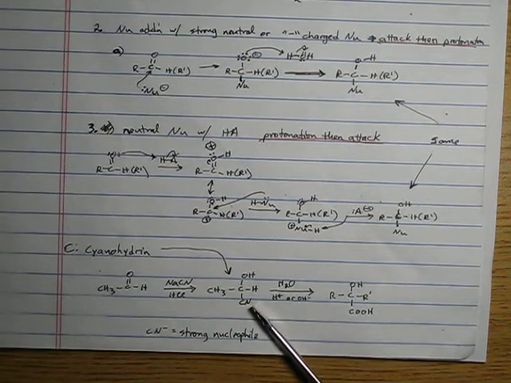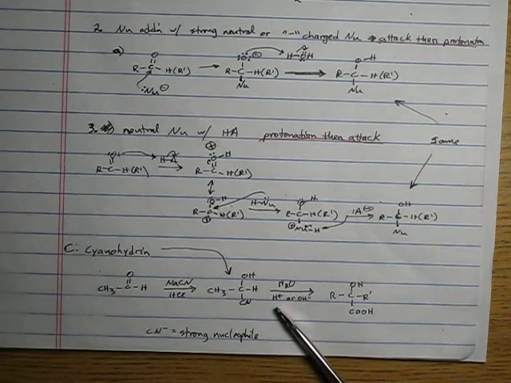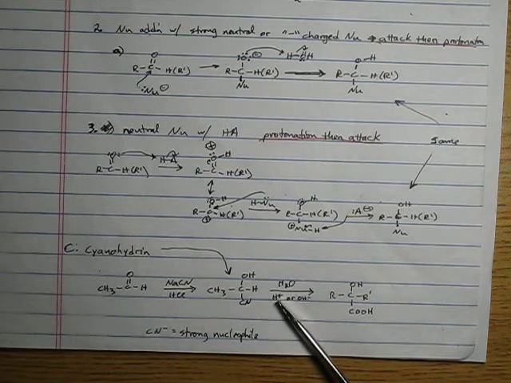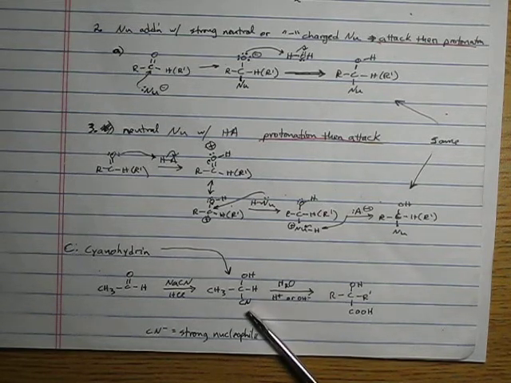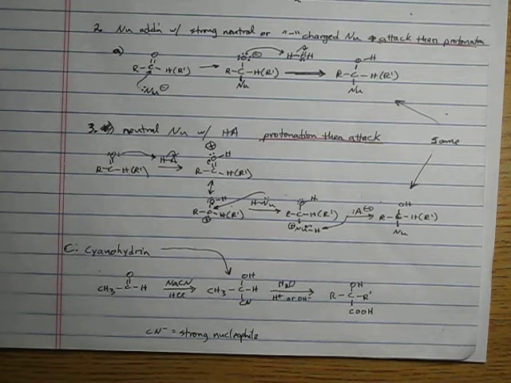And what can we do with these nitriles? Well, we can do hydrolysis, either in aqueous acid or base. And we note that nitriles with hydrolysis become carboxylic acids.